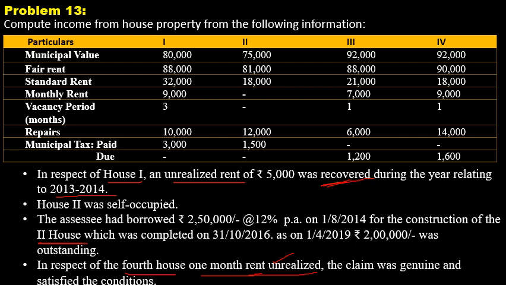There are four houses. The first house is a let out property, the second house is self-occupied, the third house is also let out property, and the fourth house is also let out property. There are not many details. I have solved many problems, so only here there is something related to unrealized rent. In case of the first house, it is unrealized rent of a preceding previous year, so it is considered as income for the present year. Whereas in case of the fourth house, unrealized rent of the present year is given, so that is considered as an expense, and you have to deduct it at the time of calculation of rent received.